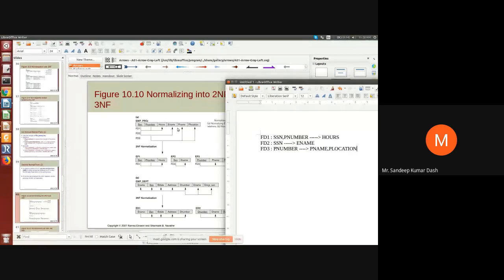Before going on to test whether this is in 2NF or not, you have to check whether this is in 1NF or not. 1NF says that every attribute value present in the relation is atomic. It is not dividable. There is no value given in this relation, only this schema is given. If only the schema is given and no data is given, that means you assume that this is in 1NF.